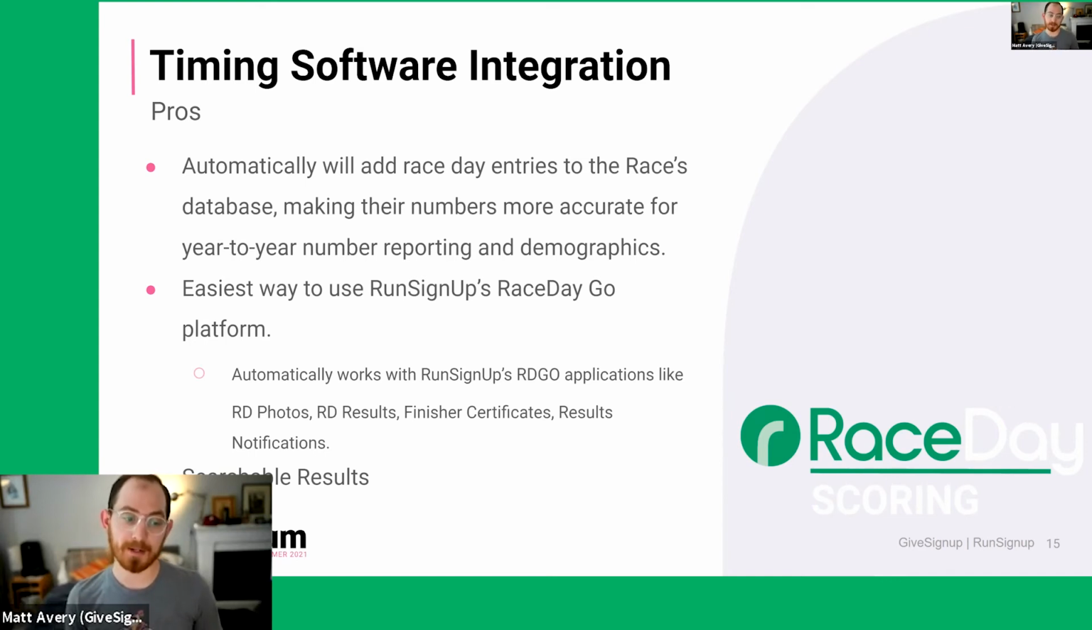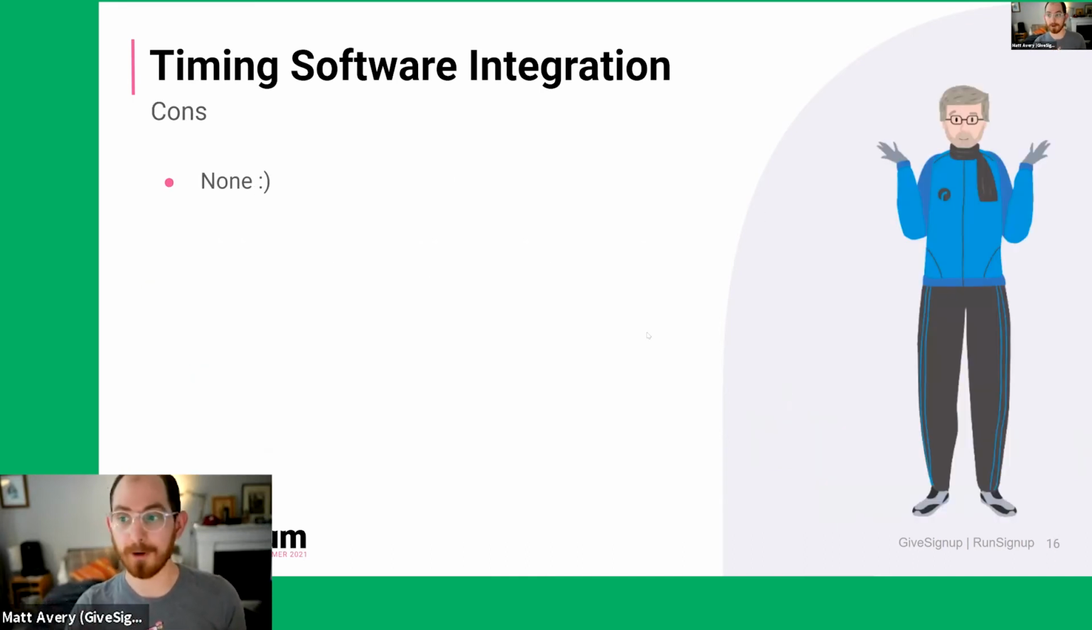So automatically works with race day photos, race day results, finisher certificates, result notifications, and everything. Again, it's searchable and there are no cons, in my opinion. So if you are using timing software, it's your best option for getting results onto RunSignup. Now, I will say the only other thing is I do like to use the pre-formatted results for if it's like a big series table or some alternate display that you really like.